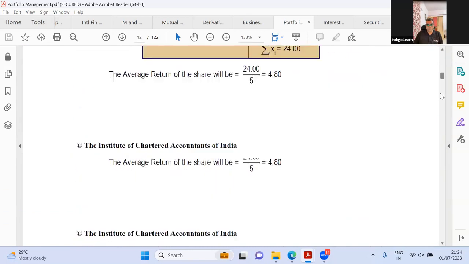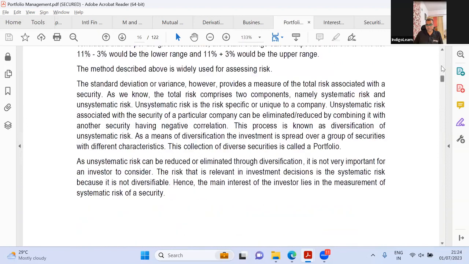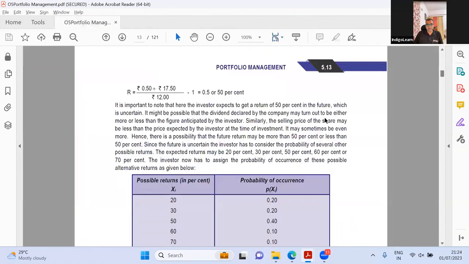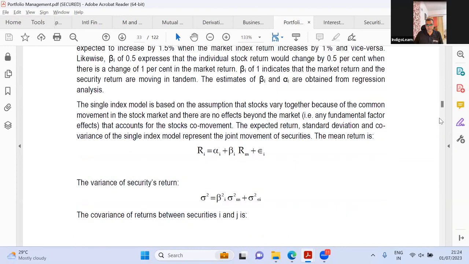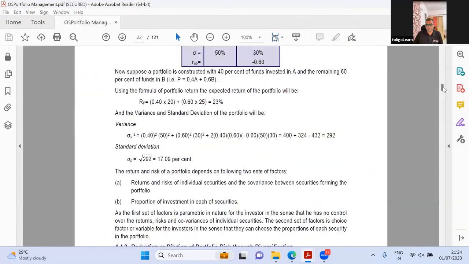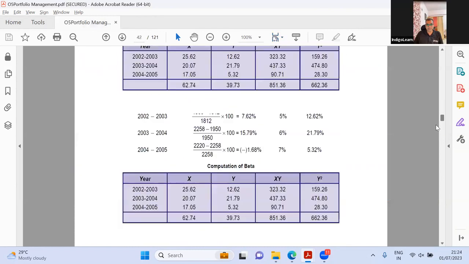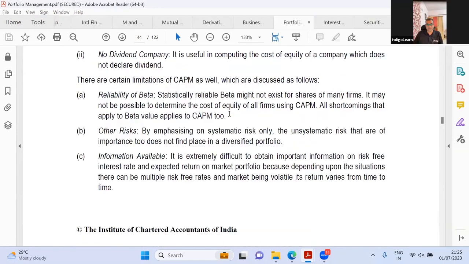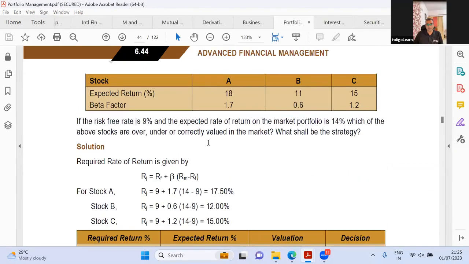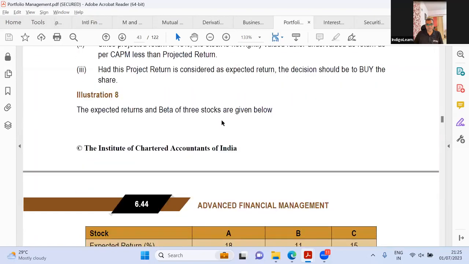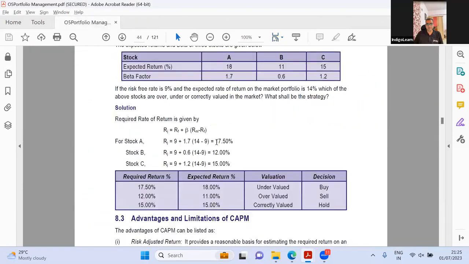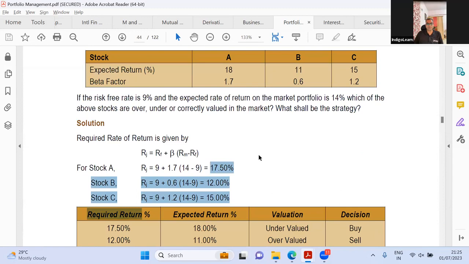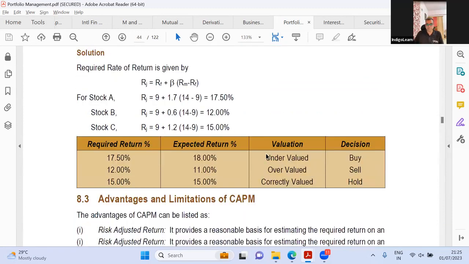Let me scroll through it quickly, and let us scroll through the old syllabus also quickly. So you look at it, it is pretty much the same thing, same stuff. You can actually go to page 44, required return as per CAPM. 15%, 15%. No, I think this is a different question. This question is illustration 8, and we are here. You see here 17.5, 12, and 15, and we are here at 17.5, 12, and 15. So it is pretty much the same. They have not made any major change here.